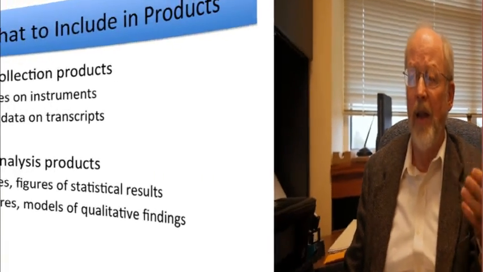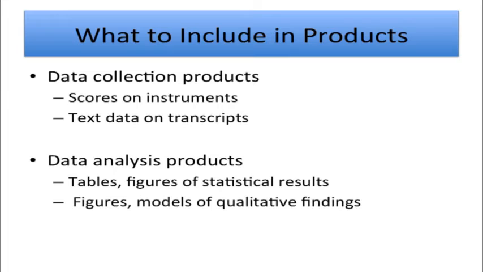Recall that products are often the outputs at each phase of the research, and they're often required by the federal government. But it might be useful for a graduate project as well. Under data collection products, what are you going to end up with? In the quantitative data collection, you'll have scores on instruments. In the qualitative data collection, you might have text data from transcripts, or you might have photographs, or you might have videotapes.